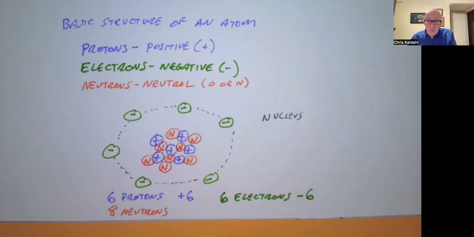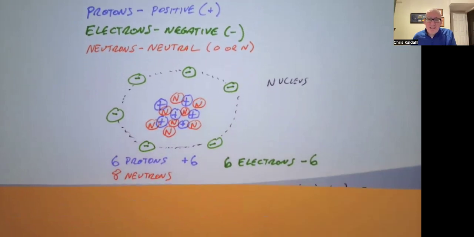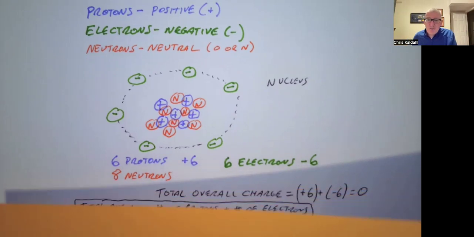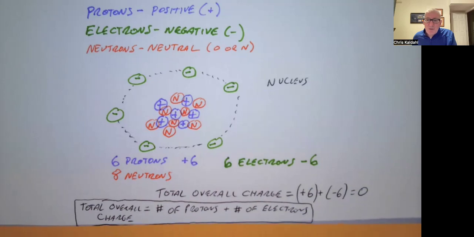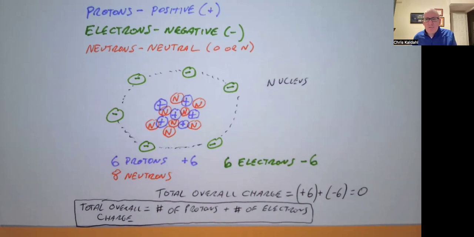And the story of the charge for an individual atom is really pretty straightforward. We can look at the number of neutrons, but neutrons have no charge, so we don't care about that. So if I wanted to figure out the total overall charge on this, I would take the plus 6 from the 6 protons and the minus 6 from the 6 negative electrons. A positive 6 and a negative 6 gives us 0. And so if I ever want to find the total overall charge on just a given atom, I take the number of protons and I add the number of electrons. So that's just a quick review of the idea of charge in an individual atom.